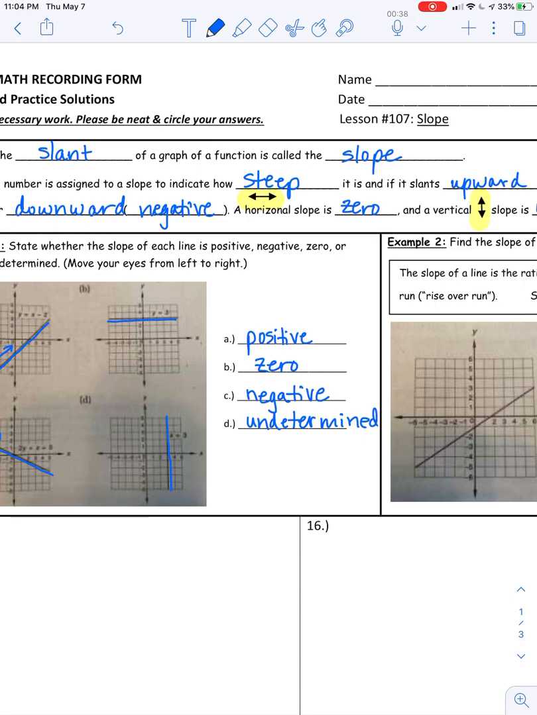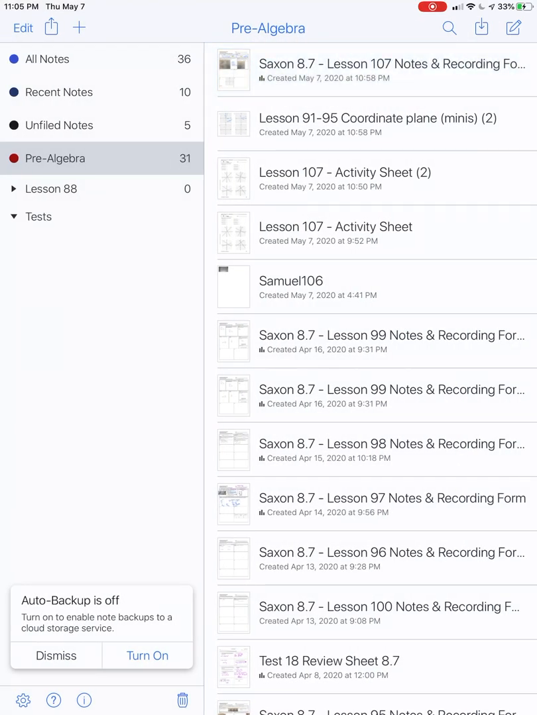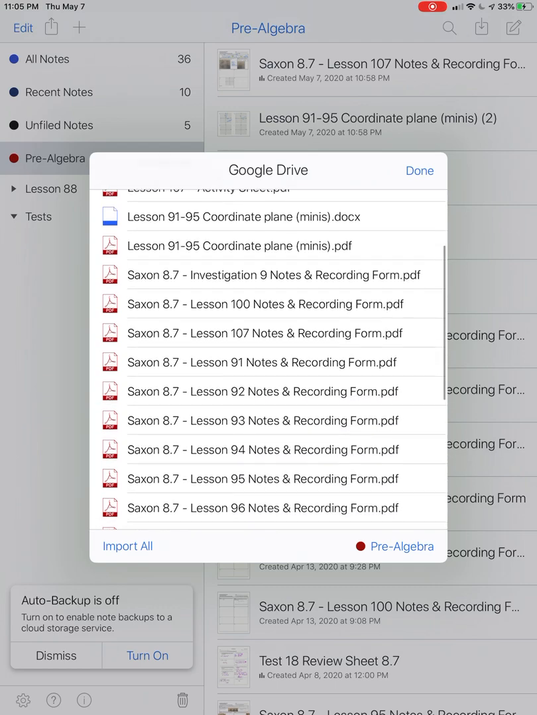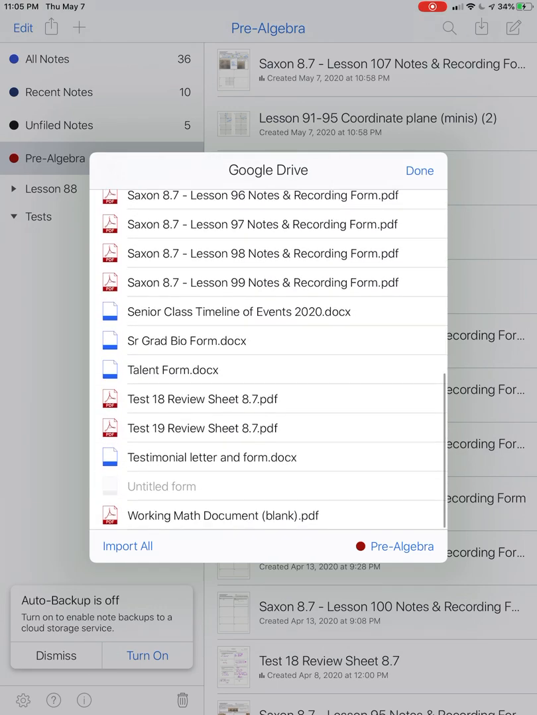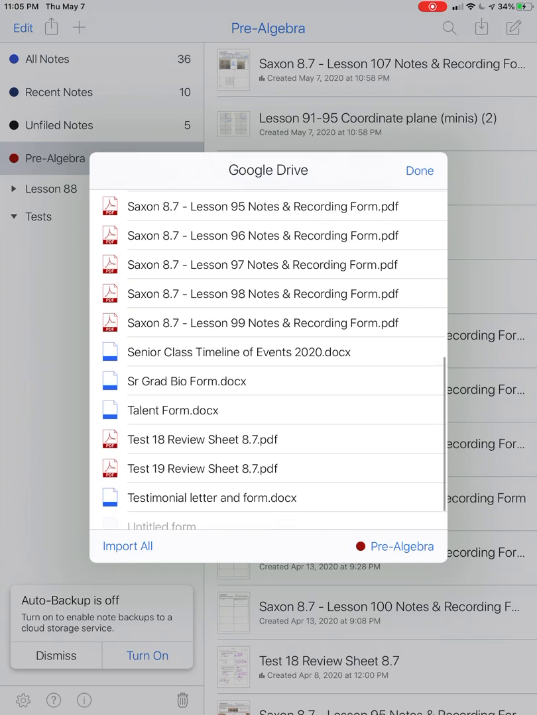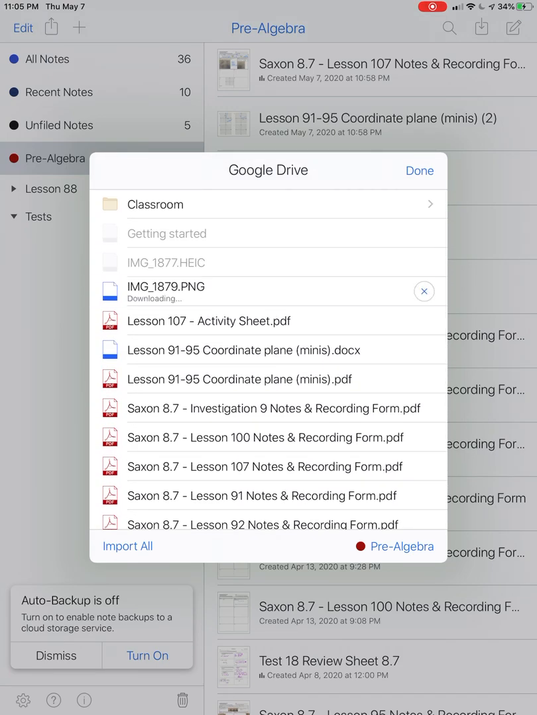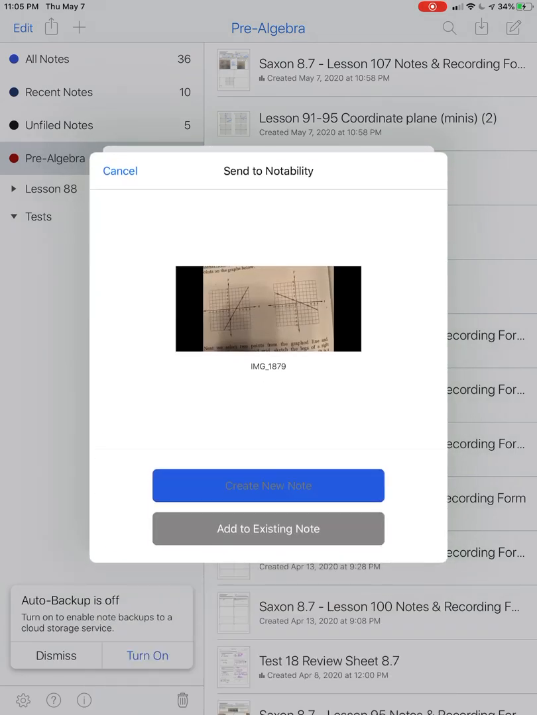Now I'm going to talk to you a little bit about the numerical value of a slope. I have another sheet here that I need to pull up for us. Oops, that's not it. Oh, okay. I need to go get it from Google Drive. Sorry, guys. What did I do with that? I had it over here a moment ago. Oh, here it is. There we go.